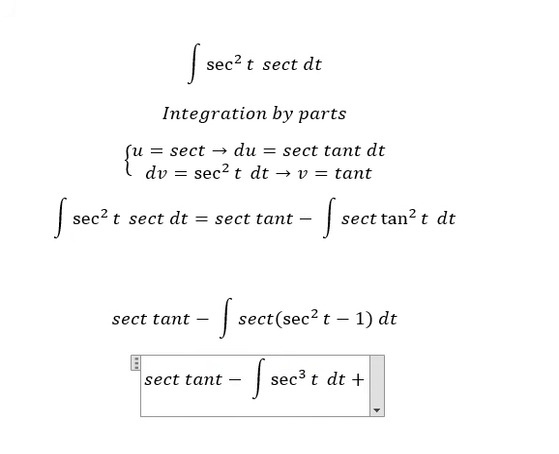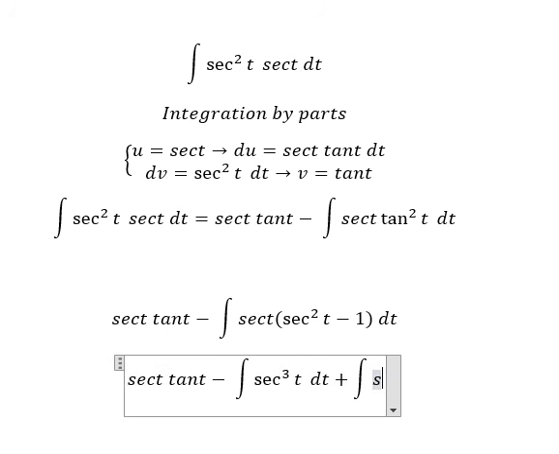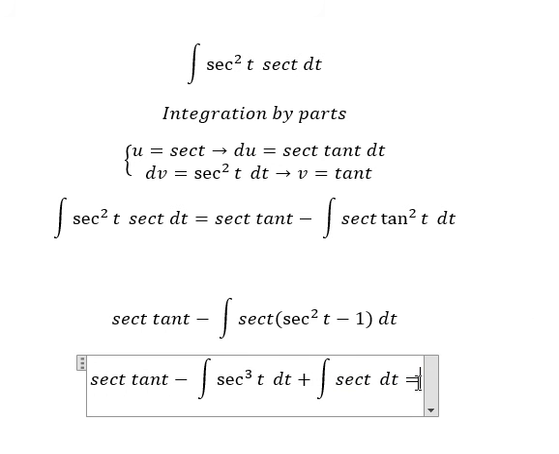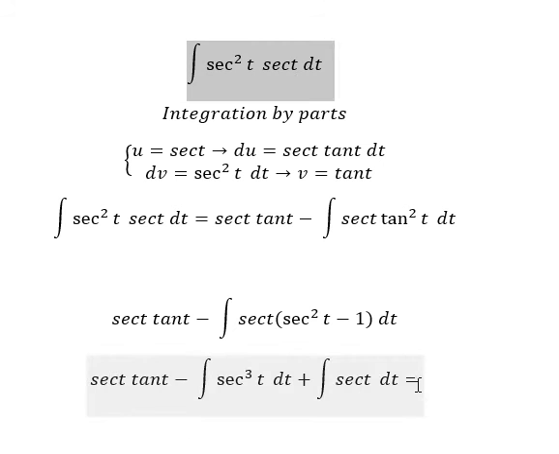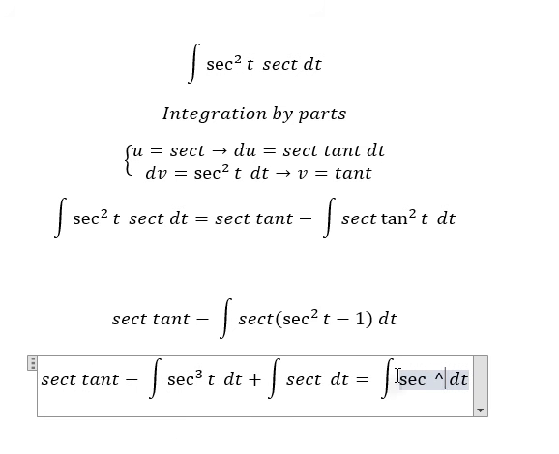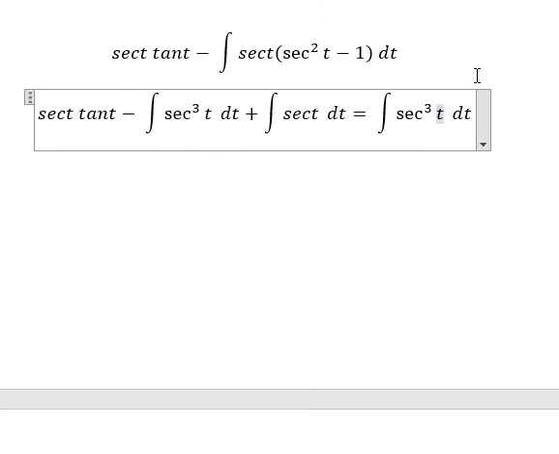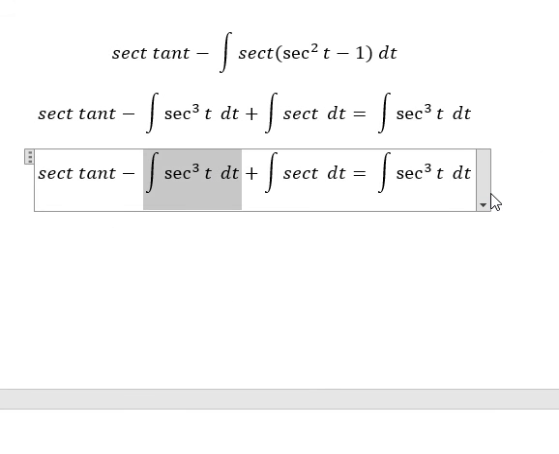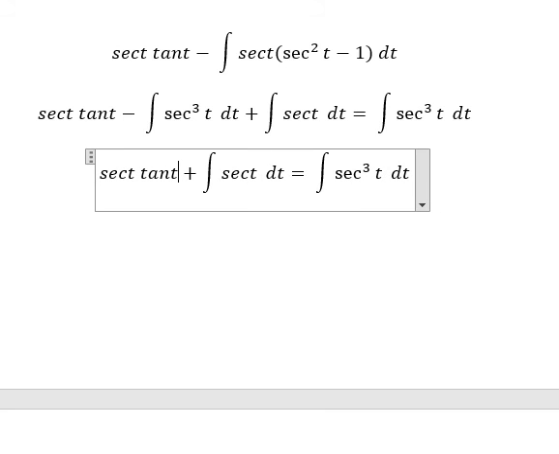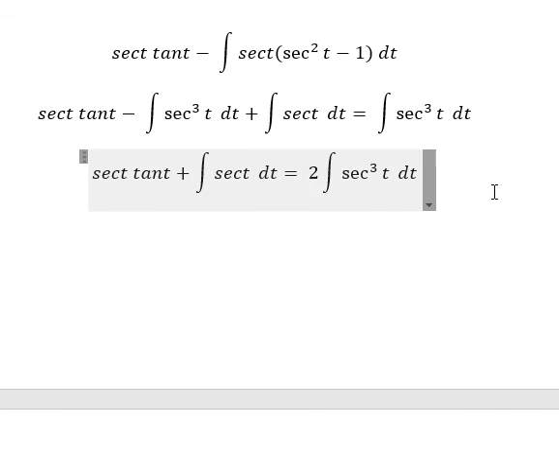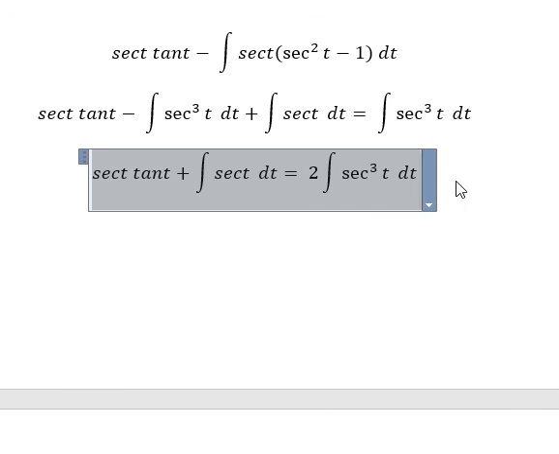So we have two integrals in here. And we know that this one equals to this one. And this one we can write as secant of t to the power of 3. So we put this one to the right. And this one plus this one, so we have number 2. Later we divide both sides by number 2.